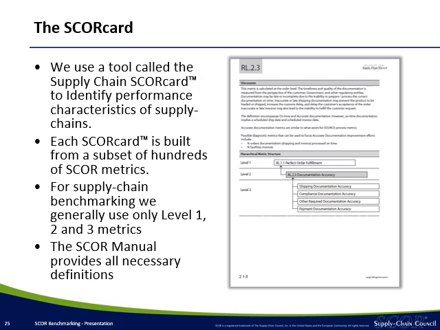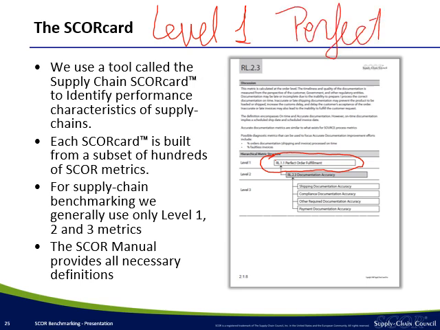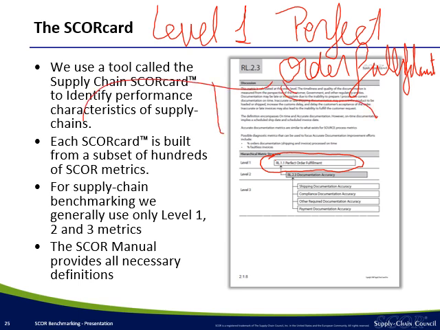Now, if you open the page for perfect order fulfillment for the reliability, as you can see here, they tell you if you want to measure the reliability, you need to measure perfect order fulfillment. So level 1, perfect order fulfillment. Now, if you open the page for perfect order fulfillment, it's divided into 4 different things. One of them is called documentation accuracy.